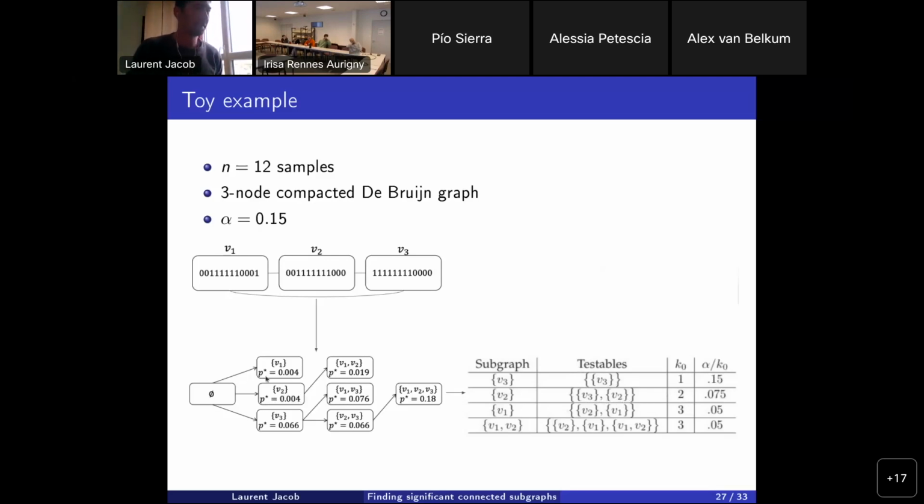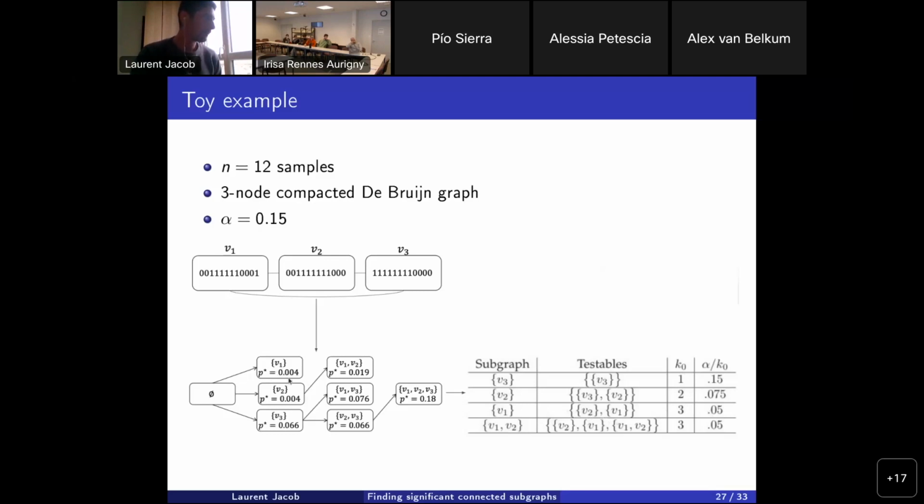And so V2 is testable at level alpha divided by 2, which is 0.075. Sorry, both of them are testable at this level, so we're fine. And then if I want to add a third one, alpha over 3 now is 0.05. And you see that V3 here, which was originally testable at level 0.15, is not testable at level 0.05 anymore. So I have to remove it from my set. K is still 3, but my threshold is lower.